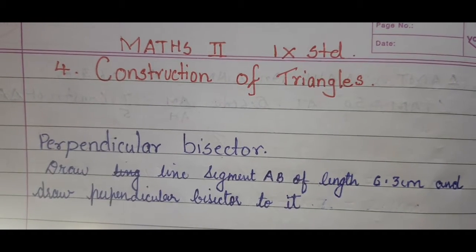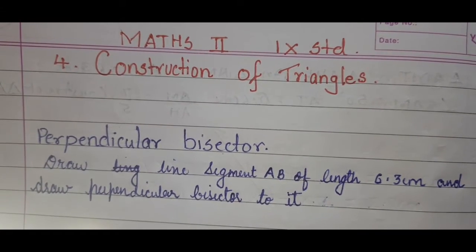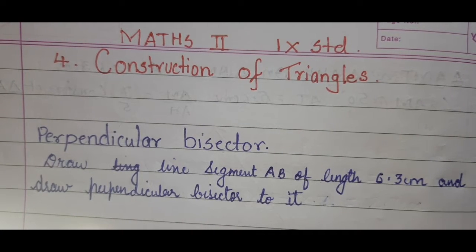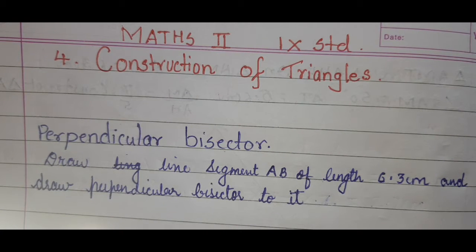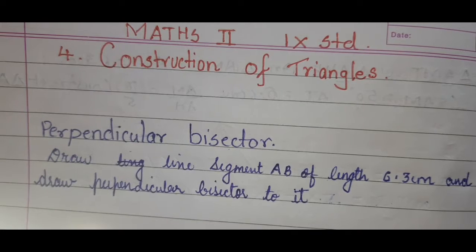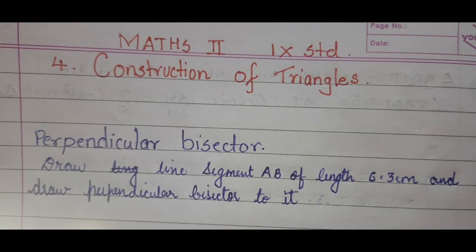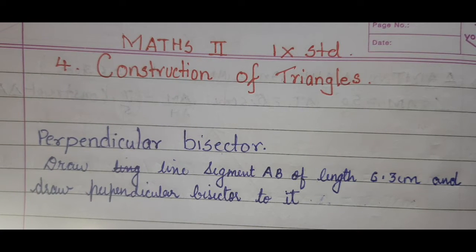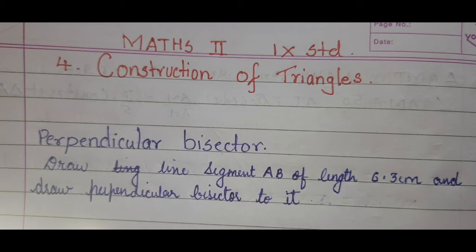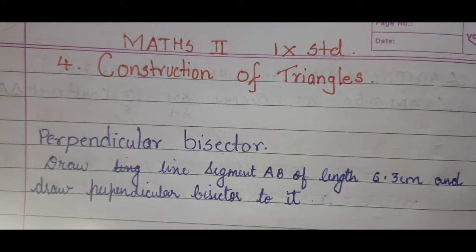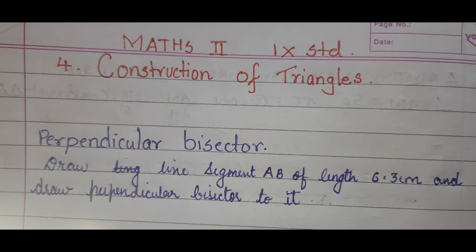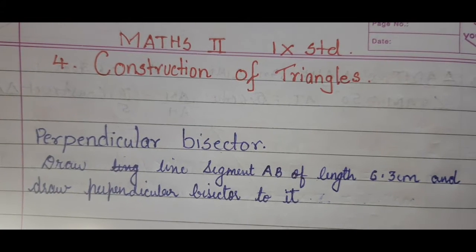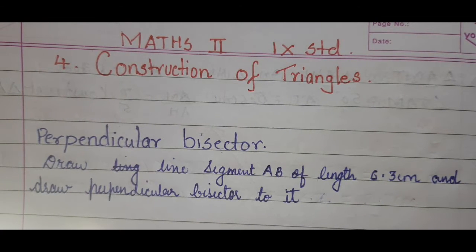Good morning. Today we are going to start with the ninth standard Maths 2 chapter number 4, Construction of Triangles, in which we are first going to understand what is perpendicular bisector, for which we will need a line segment, and to that line segment we have to draw a perpendicular which will divide the line segment into two equal parts, bisect into two equal parts.